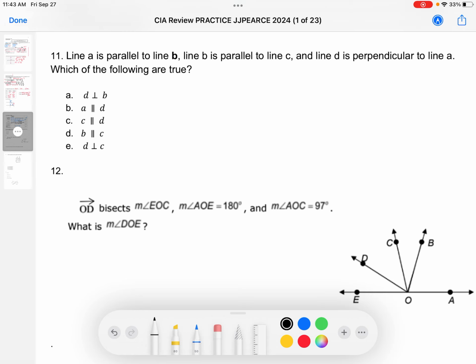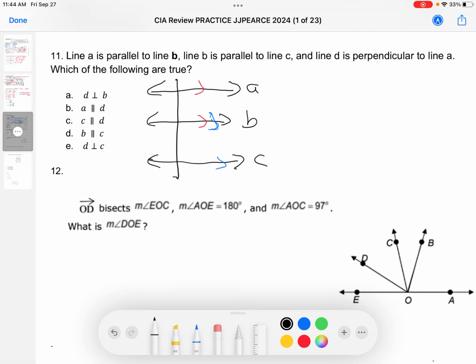Okay, so let's draw this. It says line A, here's line A, is parallel to line B. We know this because it says it there. Line B is parallel to line C. I'm making the blue ones parallel to each other. And then line D is perpendicular to line A. Let me redraw this up here a little bit because it's a little crowded.